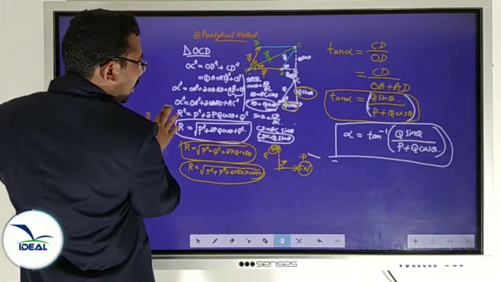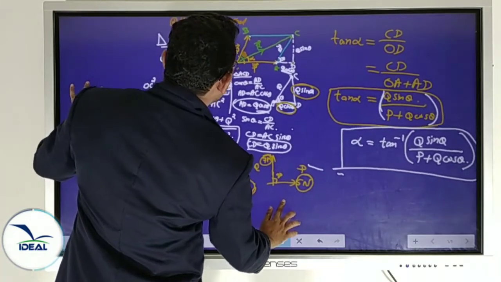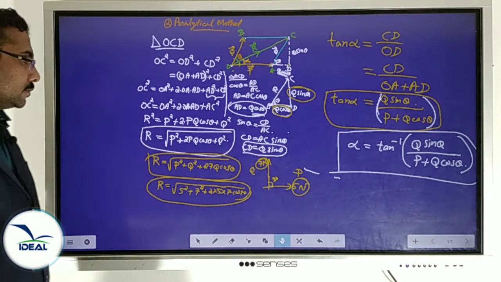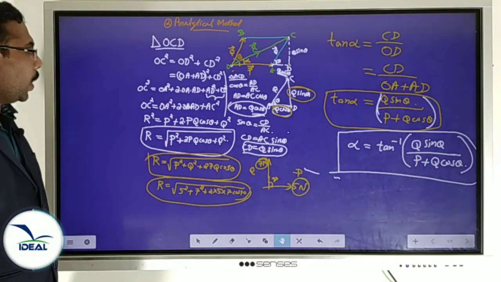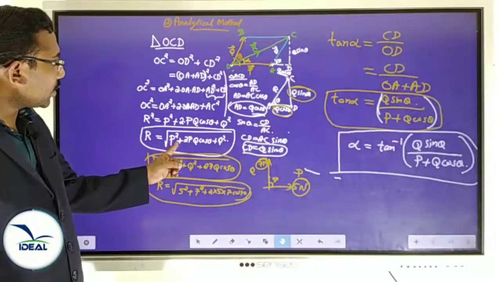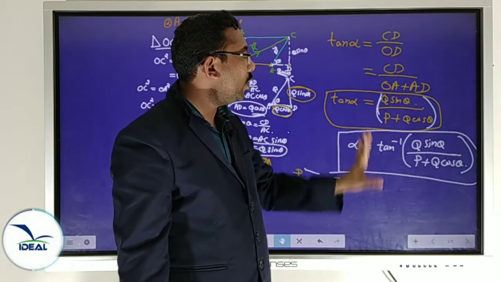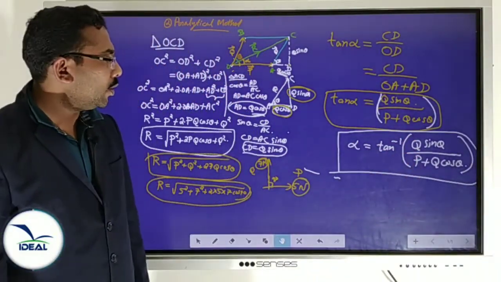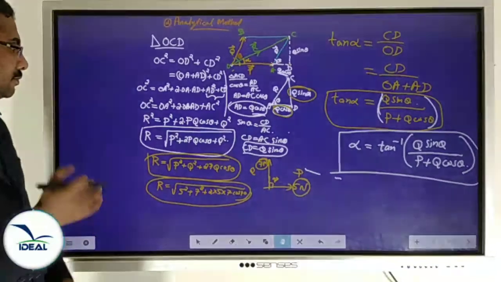It is a 3-mark or 4-mark question. If you are asked both magnitude and direction, maybe we can score up to 4 marks, minimum 3 marks. You must study this derivation, the analytical method. Also, remember the equations by heart: magnitude R equal to root of P square plus Q square plus 2PQ cos theta, and tan alpha equal to Q sin theta by P plus Q cos theta, or alpha equal to tan inverse Q sin theta by P plus Q cos theta. If you feel it is difficult, then remember this equation. It's enough.